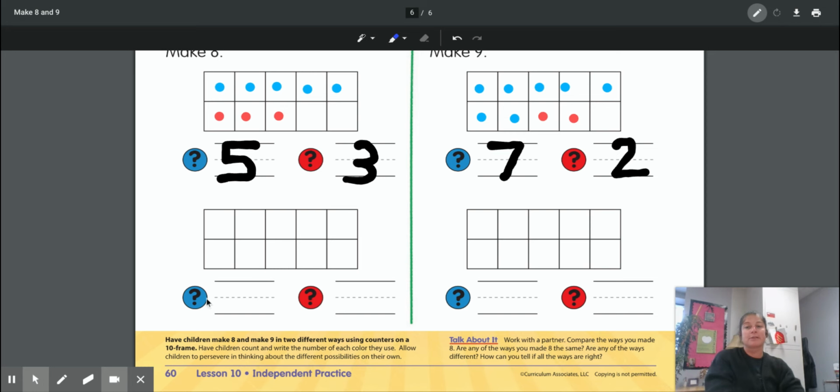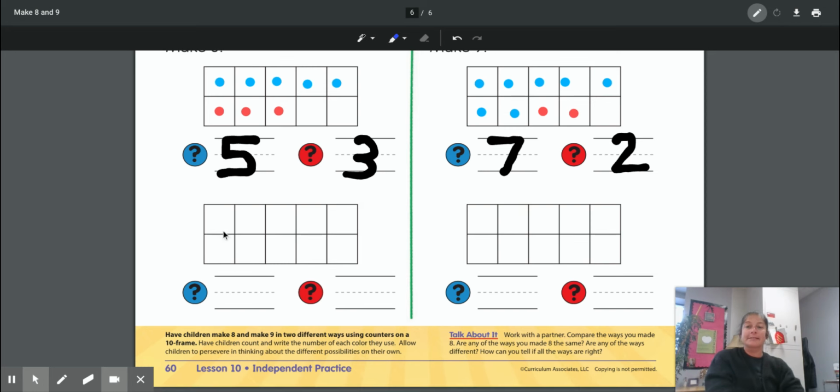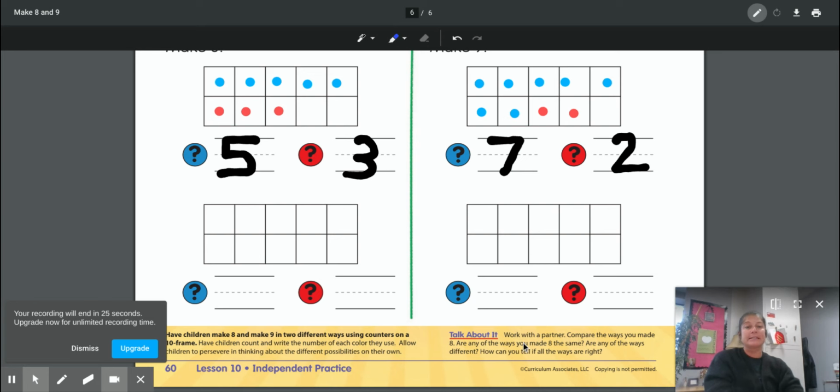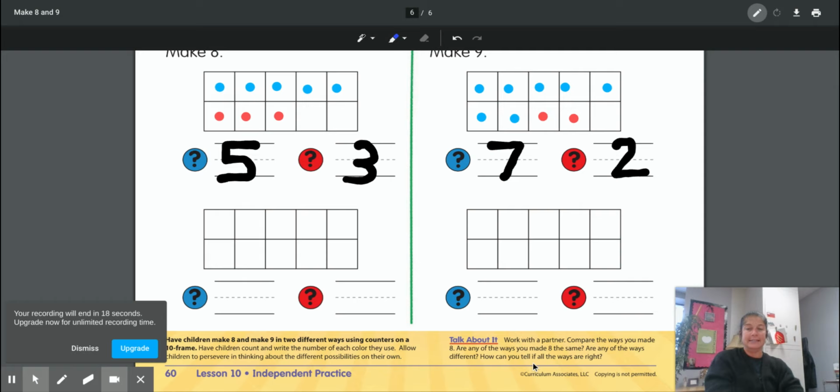So same thing on your test on Monday. If I'm gonna make 8 with 8 blues and 0 reds, that's fine because that's 8 plus 0. But you cannot do it for 9. You cannot do 9 blues plus 0 reds. They need to be different. And I will say the same thing on Monday again when you take your quiz. I guess it's more like a test.